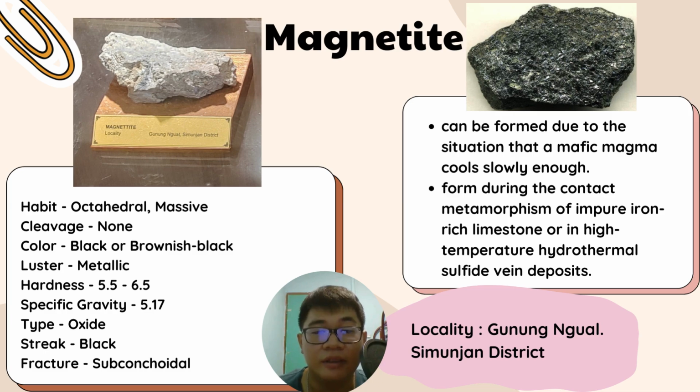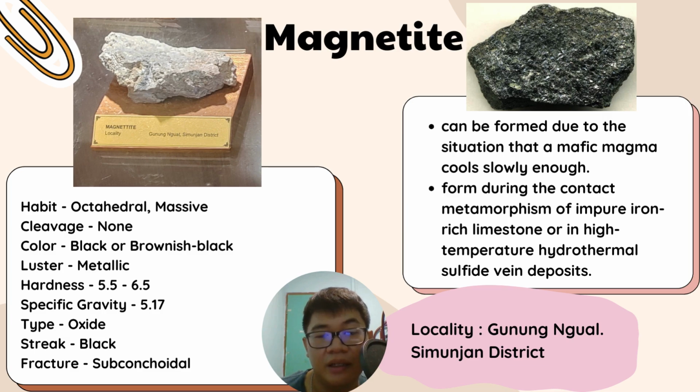Thirdly, magnetite is a mineral that exhibits massive and octahedral habits, which is located at Gunung Gual, Simojan district. Magnetite has no cleavage. It may show some parting, which is a break along structural planes and is parallel to a possible face, just like cleavage. Magnetite is also characterized by its black or brownish black color.